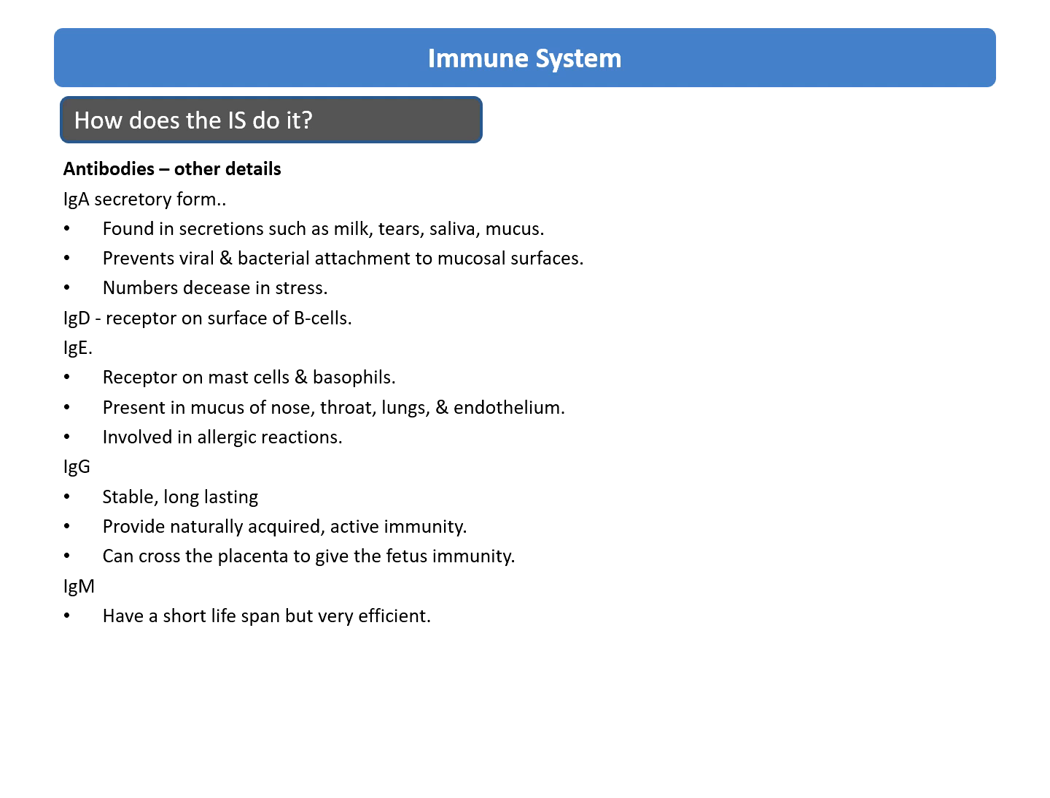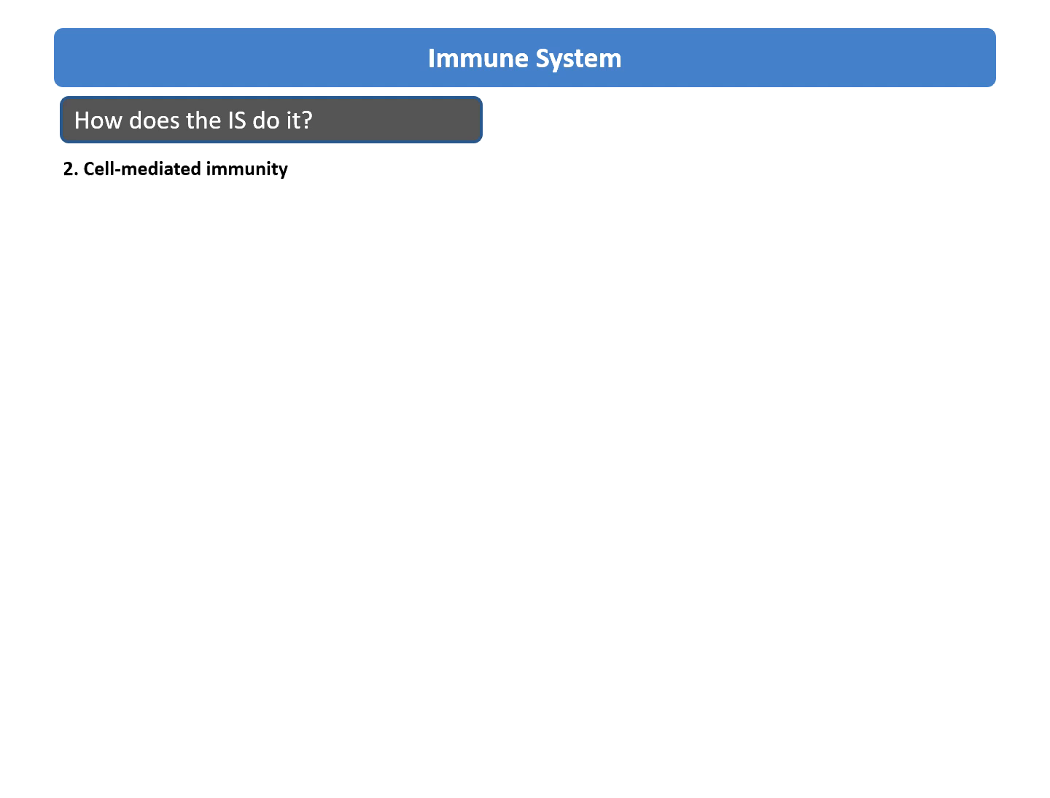Immunoglobulin M has a short lifespan, but it's very efficient because of the 10 binding sites. It includes the ABO antibodies.